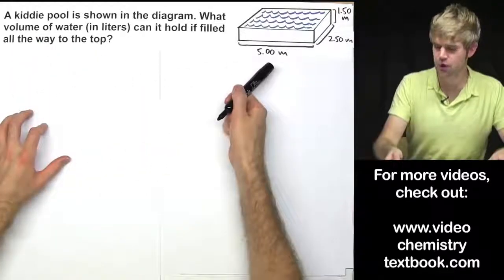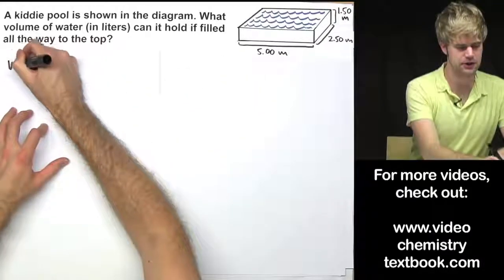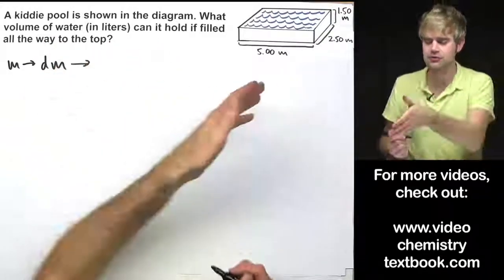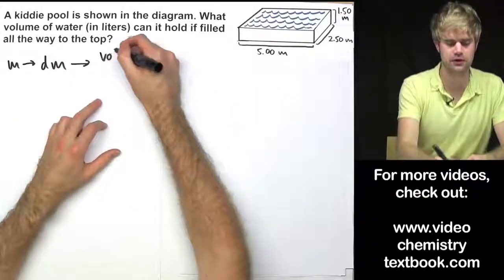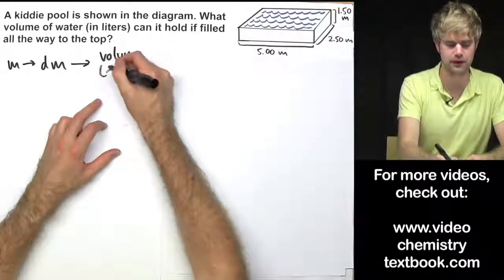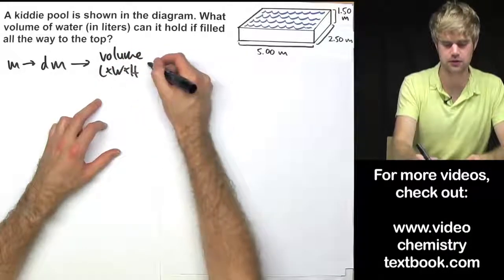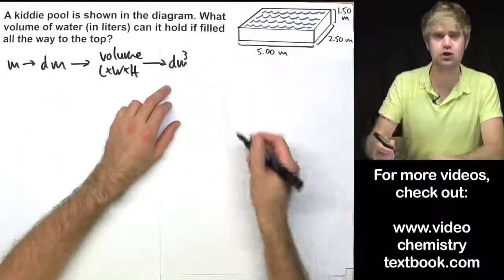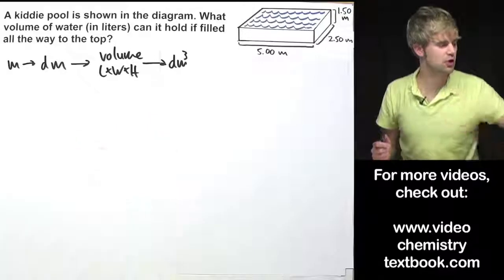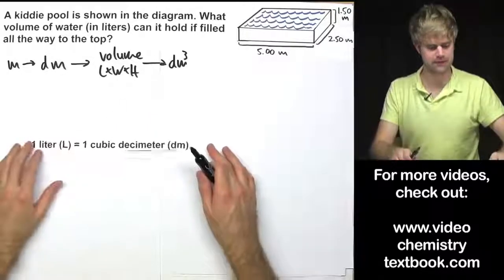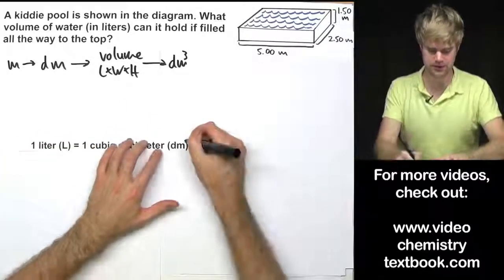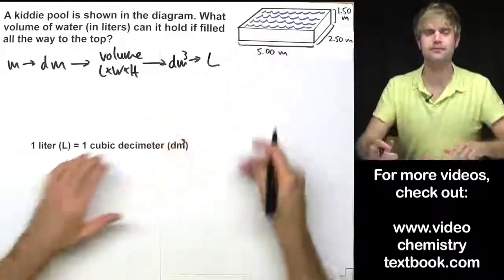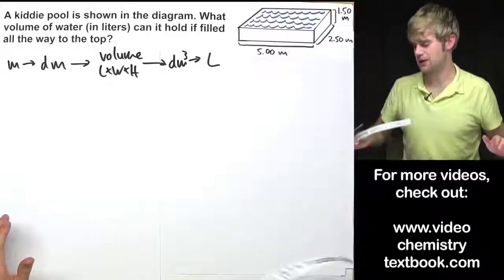So I'm going to start with my lengths here in meters, and I'm then going to convert them to decimeters. After I have them in decimeters, I'm going to calculate the volume of the pool by doing length times width times height. And from that, it's going to give me units of cubic decimeters. As we said earlier, 1 liter is the same as 1 cubic decimeter. This should be cubic here. And so I'm going to be able to convert from that into liters. Let's do this step by step.